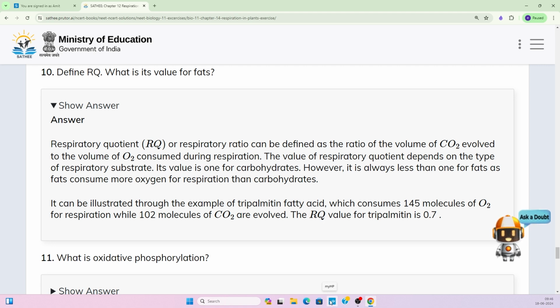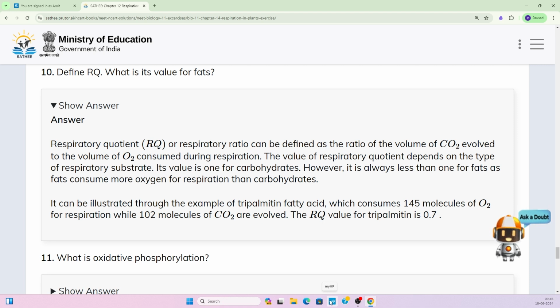However, it is always less than 1 for fats. For fats, when you divide it, you will get a value less than 1, and more oxygen is needed for respiration than for carbohydrate. So, this is the respiratory quotient.